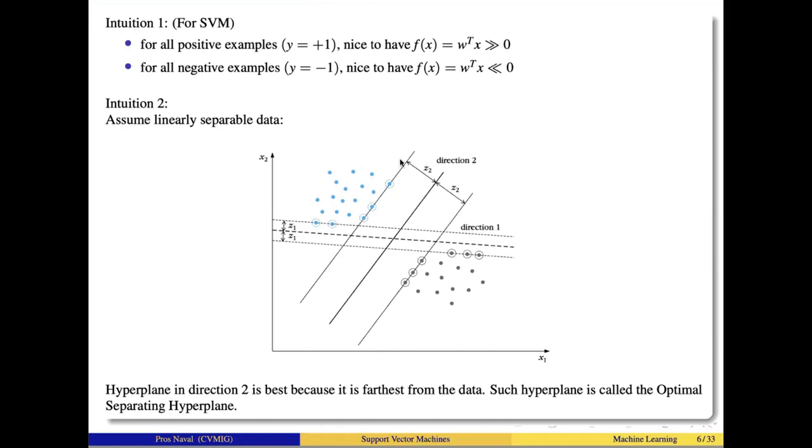So since this hyperplane is the best one, and there's only one best hyperplane, it's called the optimal separating hyperplane. So this hyperplane is unique for this linearly separable data. Now, how do we get this hyperplane? That is what we want to do here. We want to write some equations that will help us arrive at this hyperplane.